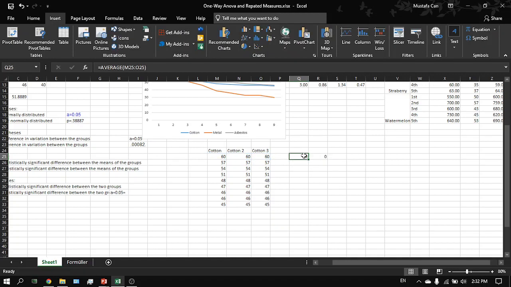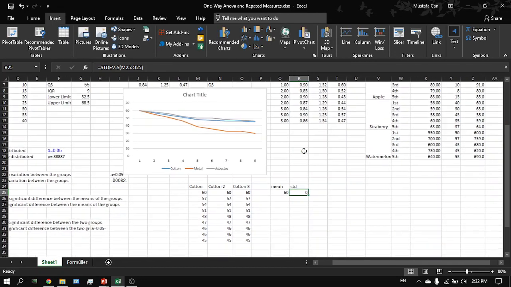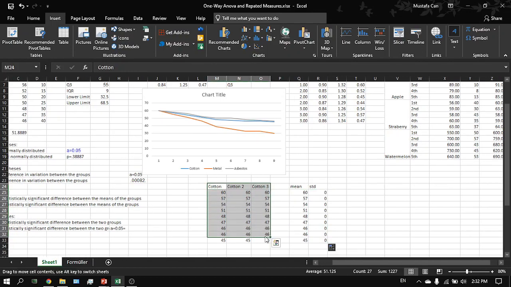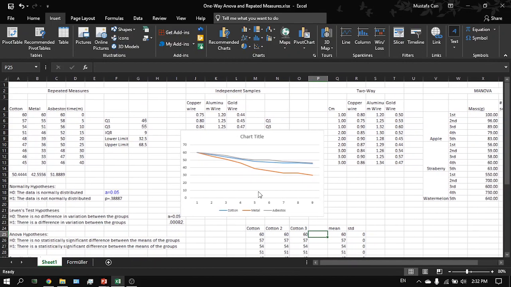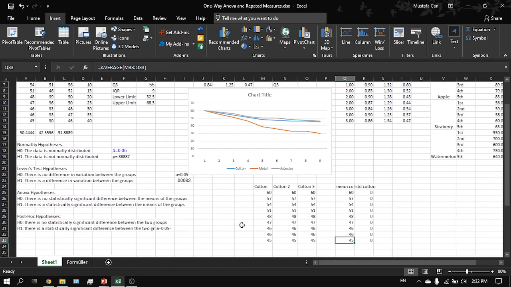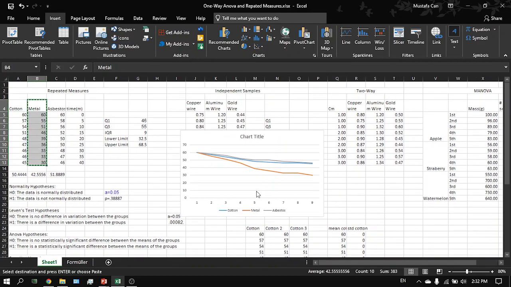You'll have your mean here, and you'll have your standard deviation here, like this. You'll drag it down, and for the other two, you'll have it like that. So you'll have mean cotton, standard deviation of cotton. When you're going to draw the graph, you'll use these values. So mean cotton, like this, and let me do the other two as well.